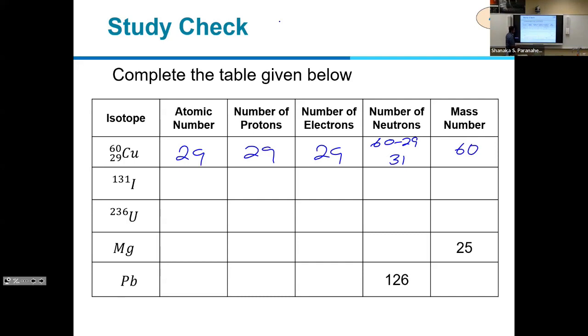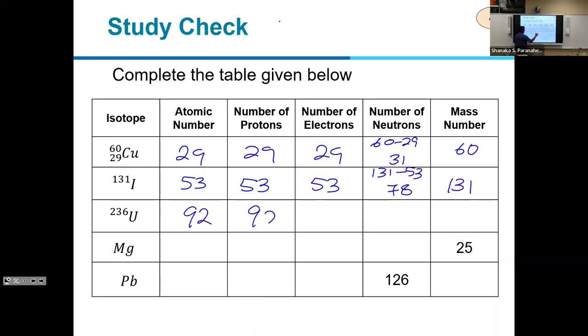Iodine-131, so we already completed that. Iodine is 53. The protons, 53, electrons 53. So it's 131 minus 53. It's going to be 78. And the mass number is 131. We completed that too. Uranium, 92. 236 minus 92 is 144. And the mass number is 236.